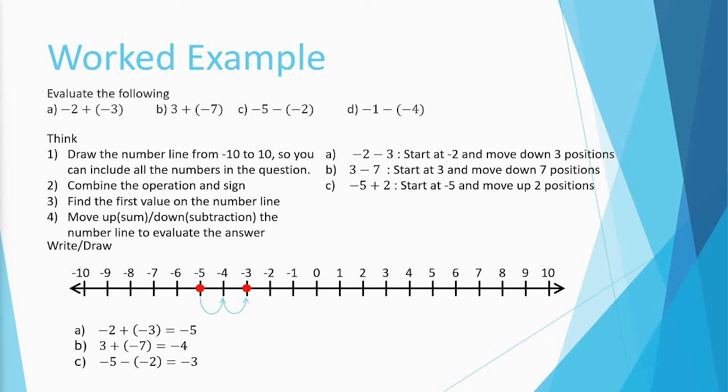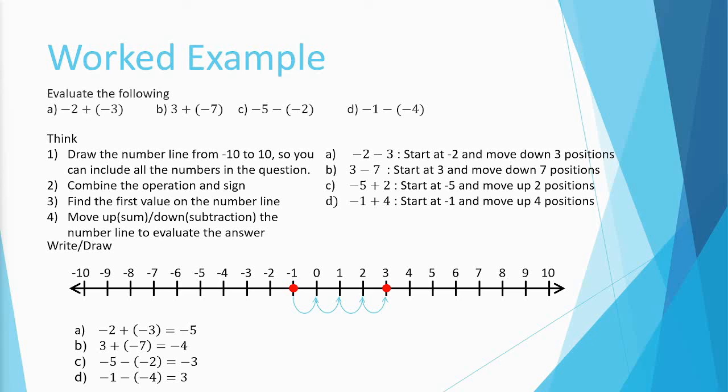And the last one is very similar again. So I'm going to get -1, but the negative and the minus will then cancel out of that -4 and become +4. And so I'm going to start at that -1 and then I'm going to move up 4 positions. And that will take me to 3. So I'm going to write down -1 minus -4 equals 3. Now I could write down equals +3, but remember we don't have to put in that sign when we're looking at just positive numbers.